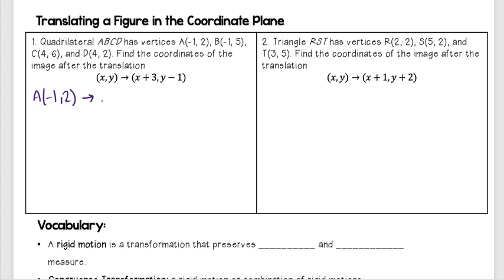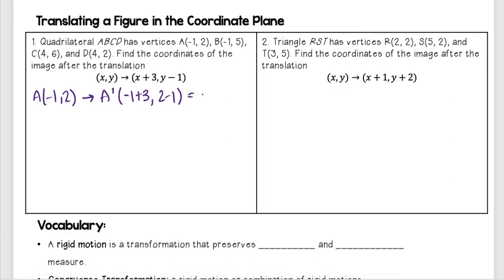And so to translate it, I'm just going to follow exactly what these rules say. And so again, when I'm translating, I want to make sure I'm going to use that prime notation. So now this is A prime. And it says I'm going to add 3 to x. So remember, x is my first coordinate. So I'm going to have negative 1 plus 3. And then I'm going to subtract 1 from my y coordinate. So I'm going to have 2 minus 1.